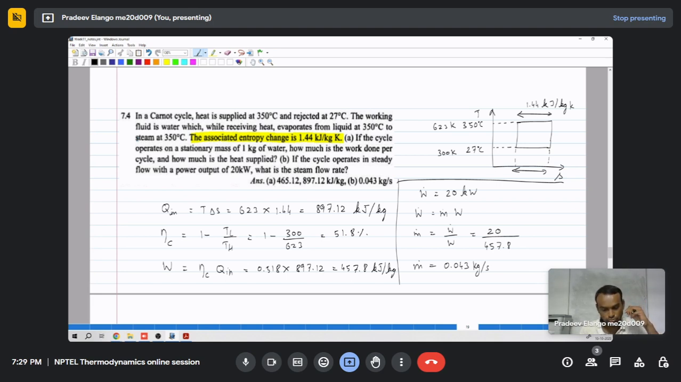Sir, while heating, it evaporates from liquid at 350 degrees Celsius to steam at 350. So we are heating water and converting it to steam. Yes. So both have the same temperature, sir. Yeah. So during latent heat of vaporization, we have the same temperature, no? Oh, okay. Okay, sir.